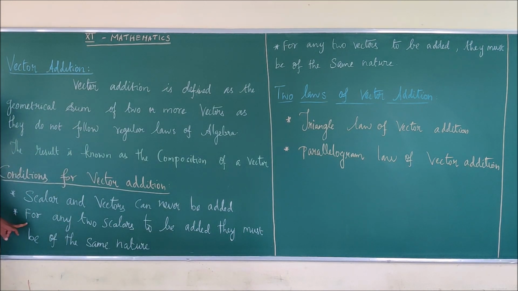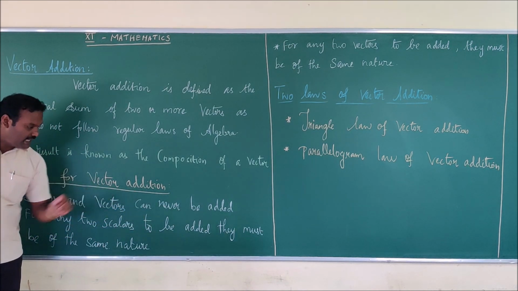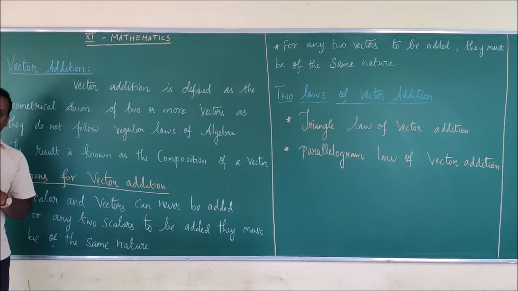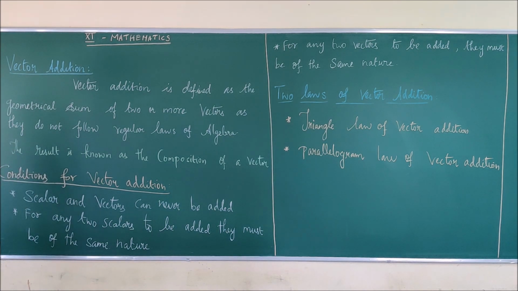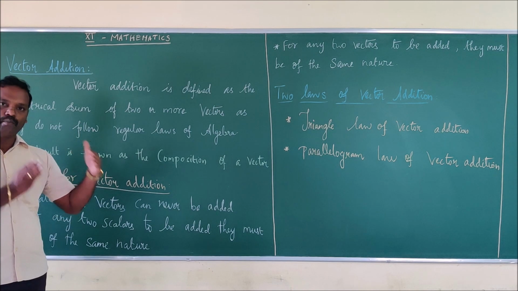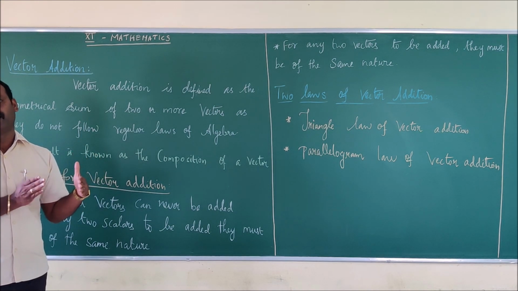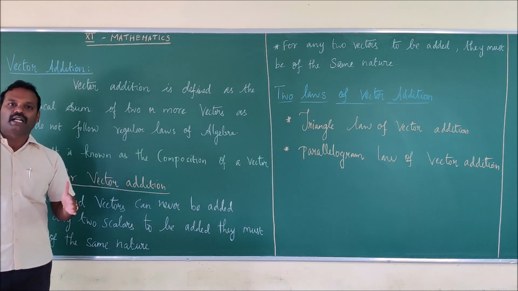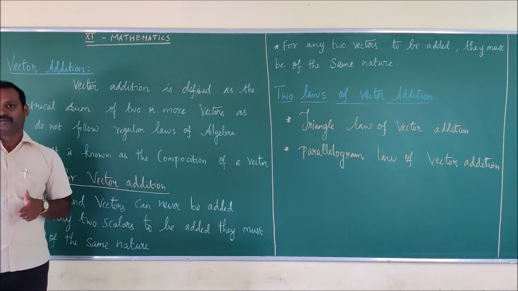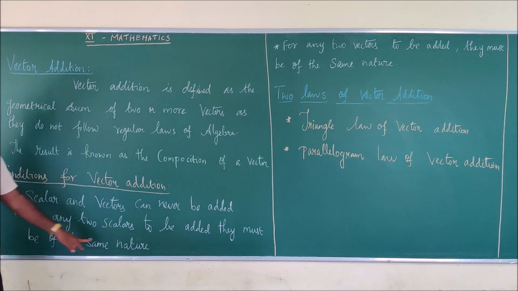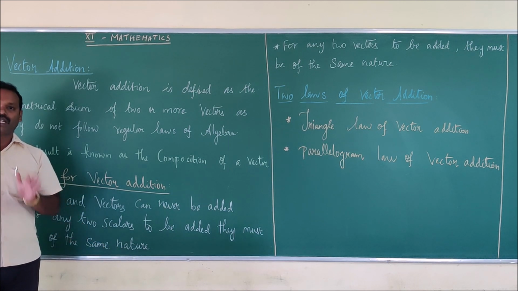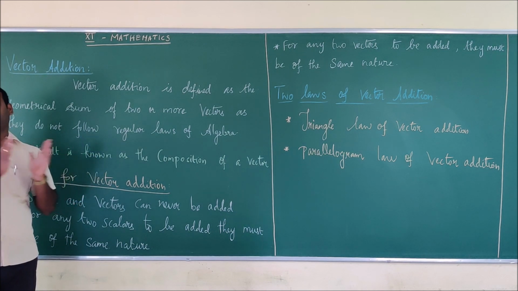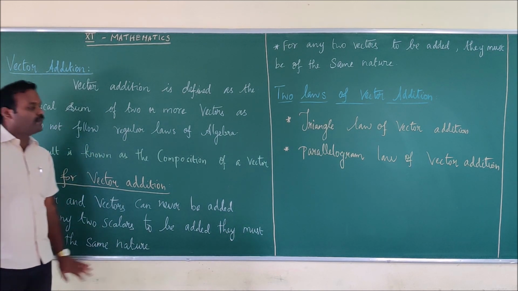Next one, for any two scalars to be added, they must be of the same nature. If you are adding two scalars, they must be of the same nature. For example, if you have the magnitude of mass, then you have to add that mass with another mass. You should not add mass with time. You should add mass with mass or time with time. That is what you have to remember from this point.